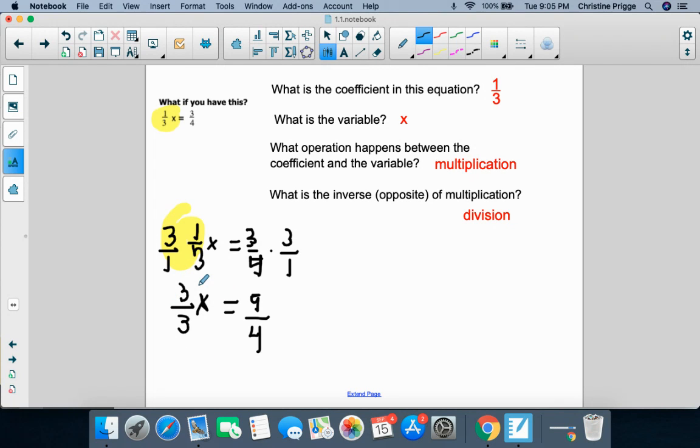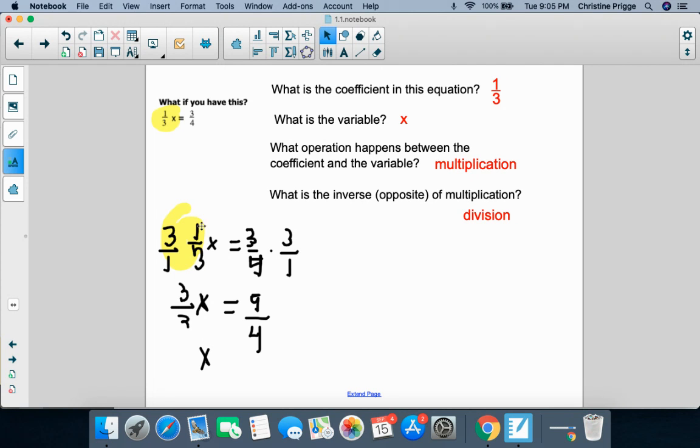Is my variable isolated? You might not think so, but it actually is. 3/3 is equivalent to the number 1. And because we know our basic multiplication facts, whenever we multiply something times 1, we literally don't change the number. It stays the same. So if we multiply by 1, it's like 1 times 4 is 4, 1 times 7 is 7, 1 times x is x. X is actually isolated now.